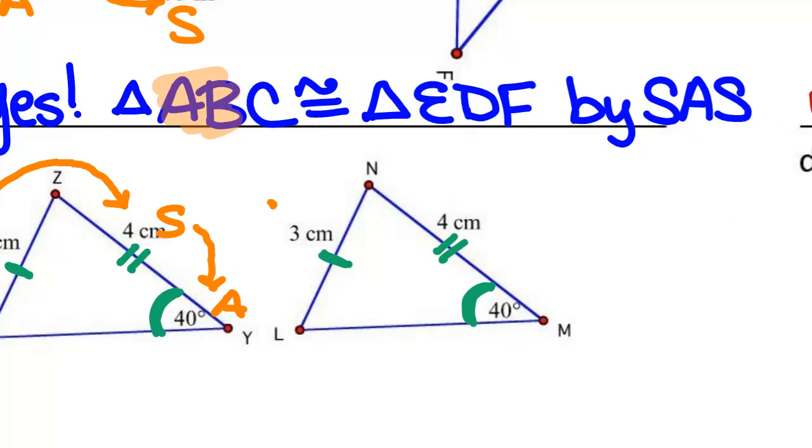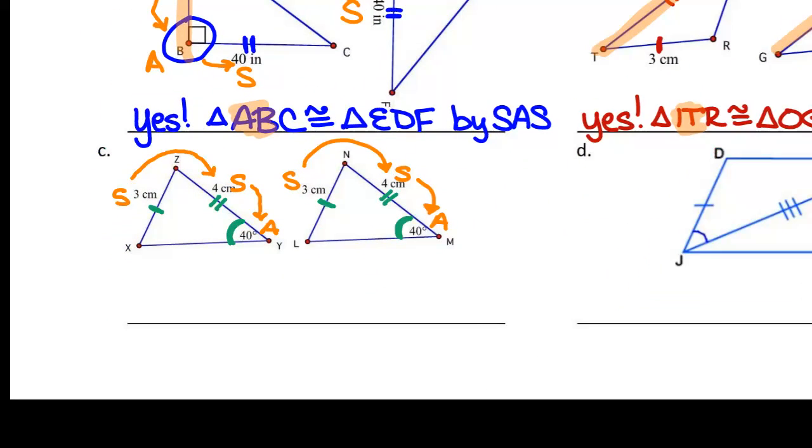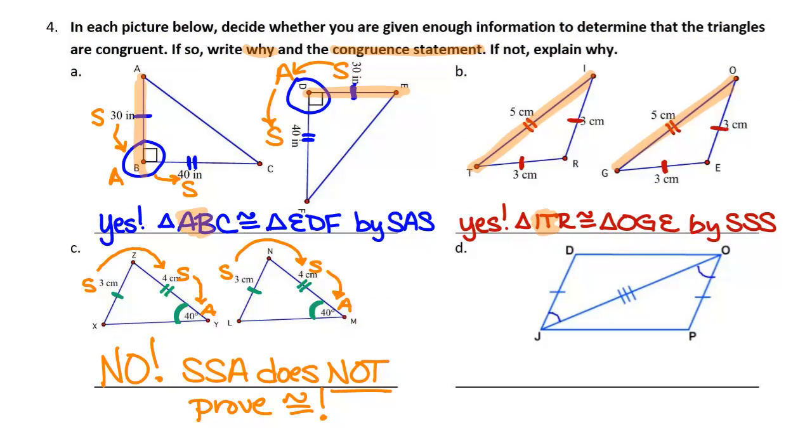Same thing on the other triangle. I have a side here, another side here, and then an angle here. Can we use side, side, angle to show the two triangles are congruent? No. SSA does not prove congruence. Nicely done.